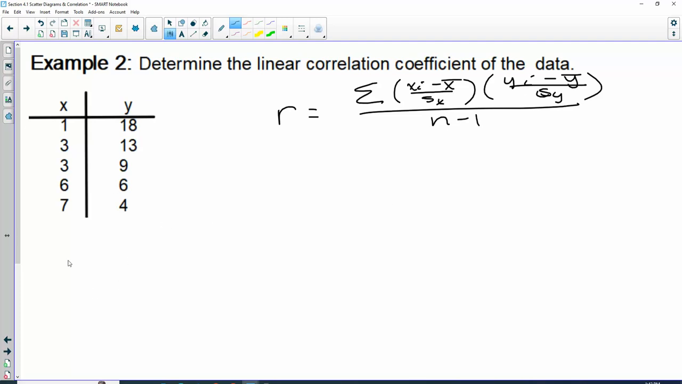So I have to have some information from here. I need to get the mean of x, the mean of y, standard deviation of x, standard deviation of y, if I'm going to do this. Let's go ahead and just use our calculator to get that. So we'll have to enter it all into our calculator. And if you do them both at the same time, you can do the two variable statistics.